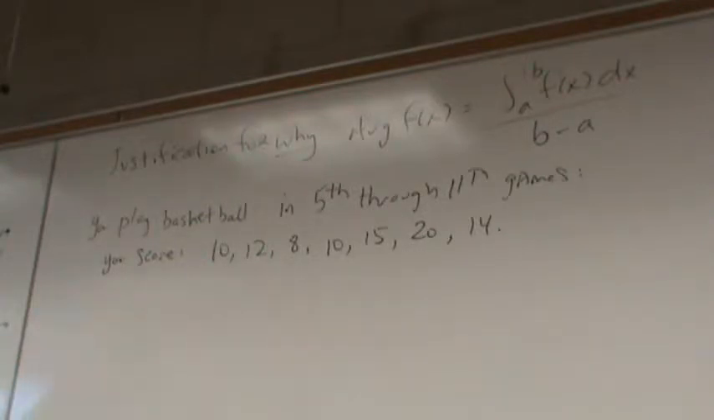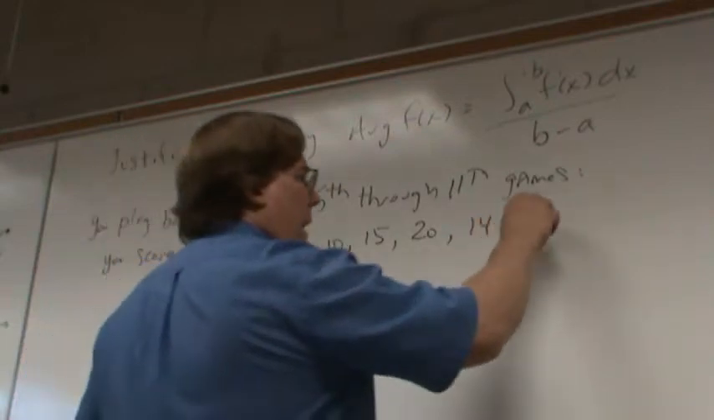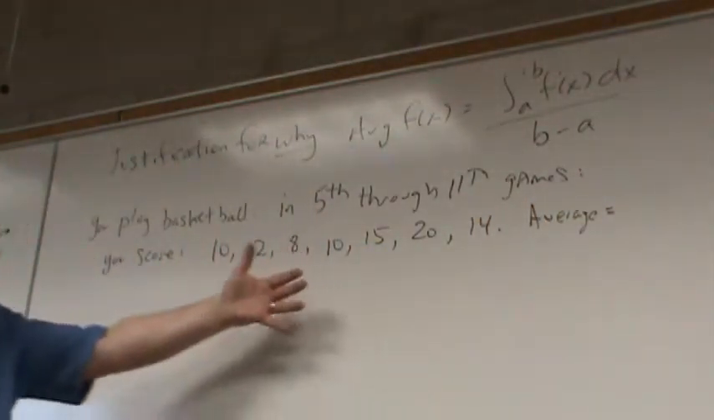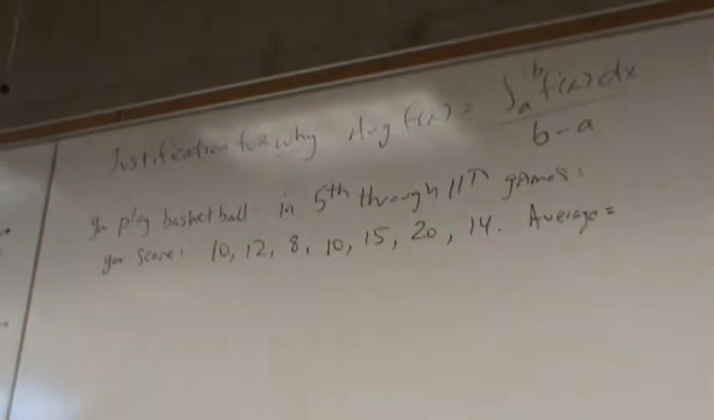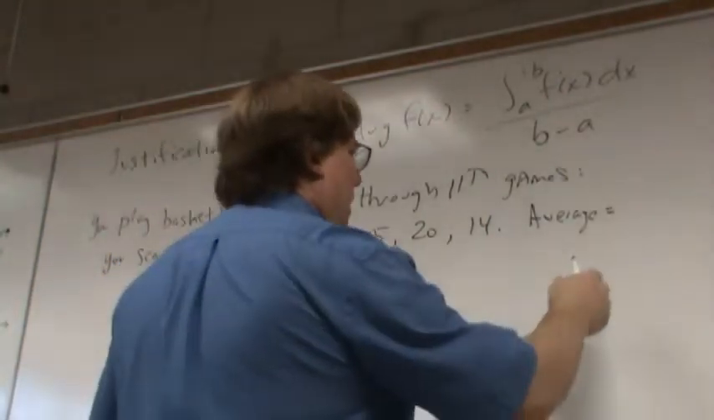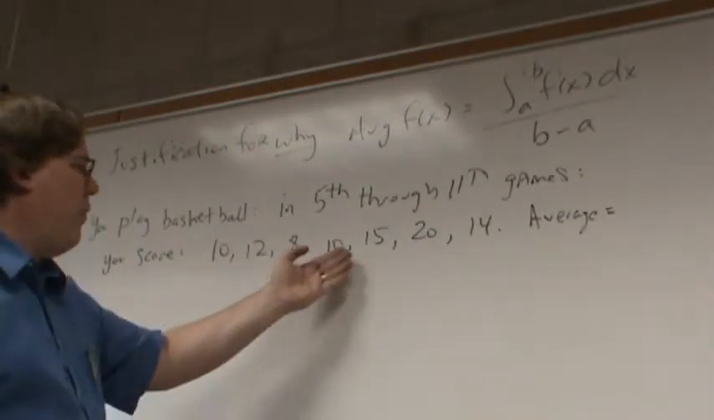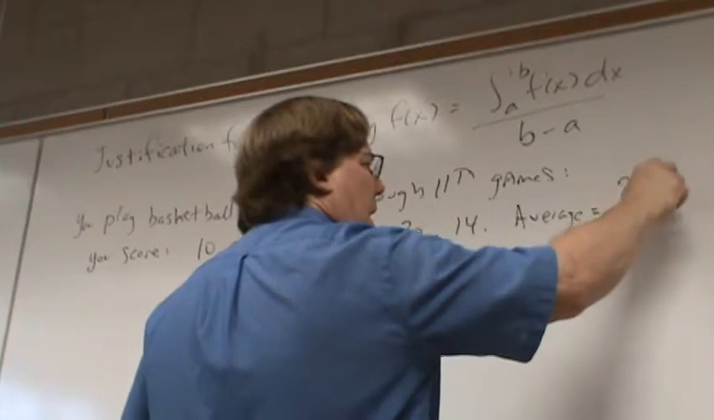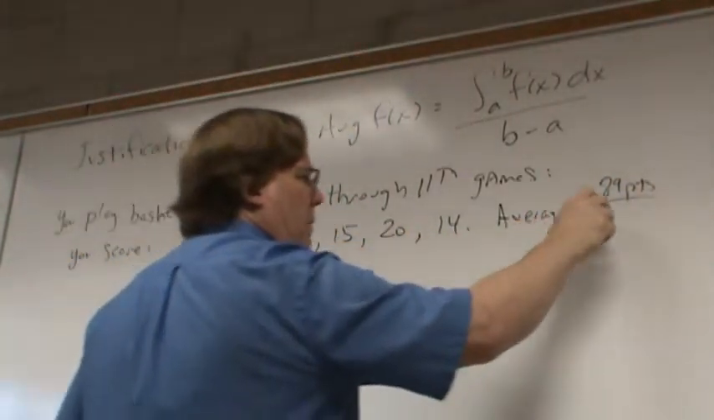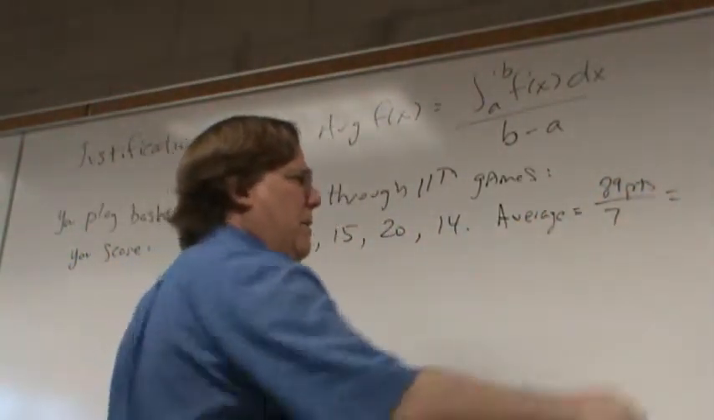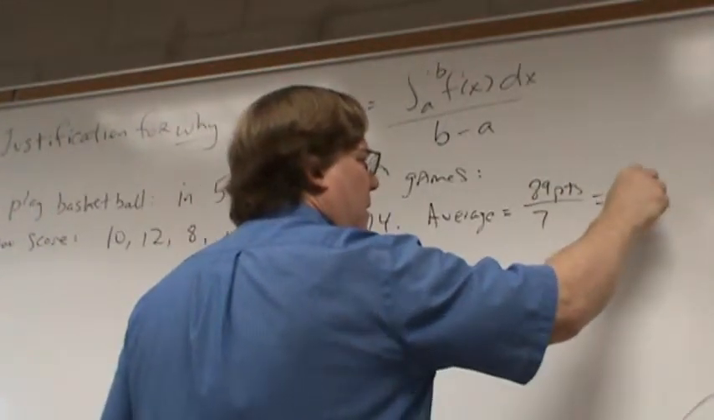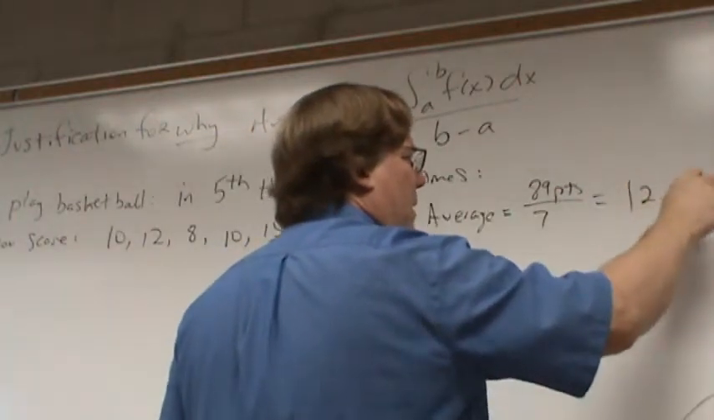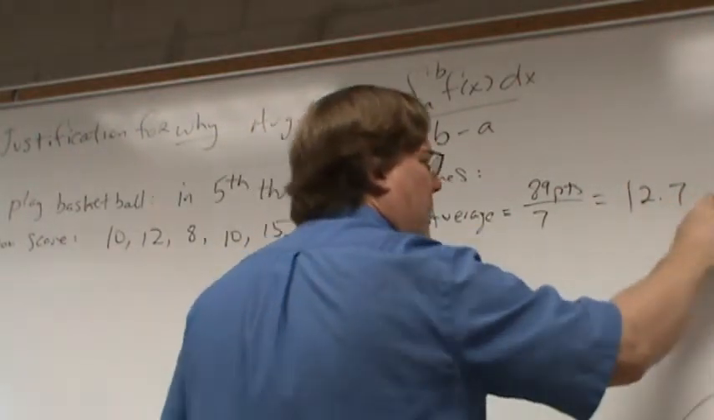Okay. And it's easy to get the average, right? The average, you just add up the points and divide by the number of games. So in this case, the average is going to be 22, 30, 40, 55, 75, 89. 89 points over 7 games. And that ends up being about 12.7 points per game.